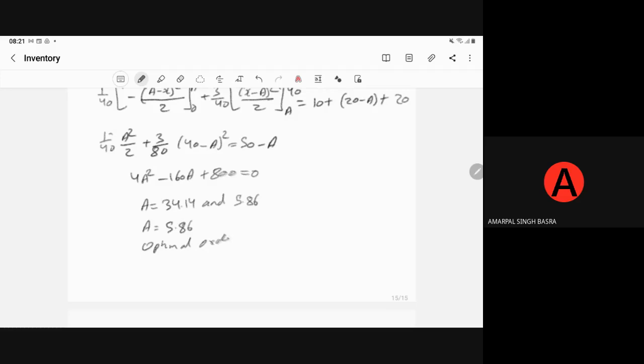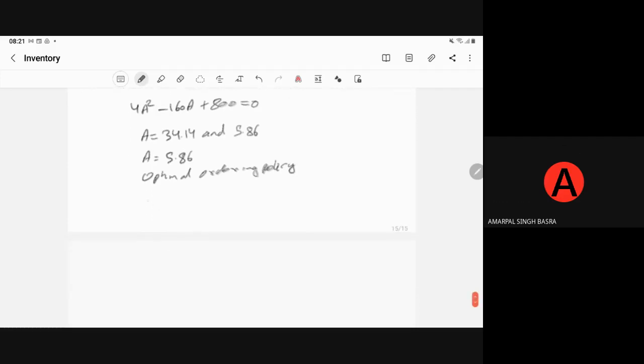What is the optimum ordering policy? If I is less than a, place an order of quantity Q star is equal to R star minus I. If I is greater than or equal to a, do not place an order.